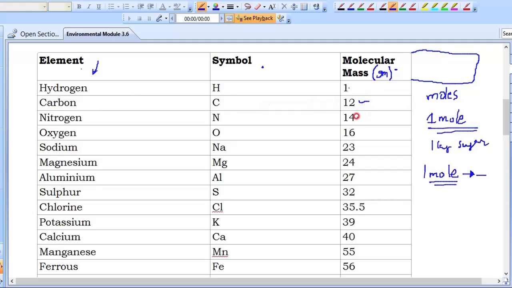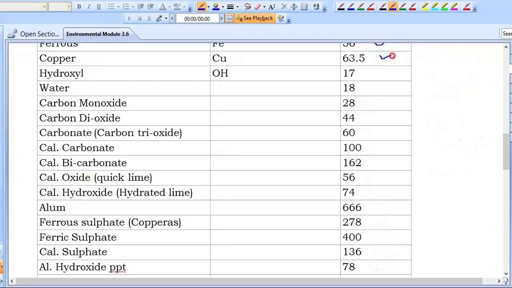Like that, nitrogen 14 gram, oxygen 16 gram, sodium 23 gram, magnesium 24 gram, aluminium 27 gram, sulfur 32 gram, chlorine 35.5 gram, potassium 39 gram, calcium 40 gram, manganese 55, and iron 56. This last one is copper 63.5. We have many elements, actually speaking 104, 108 or so, but those which help us in the water treatment plant are the only ones listed in the table.